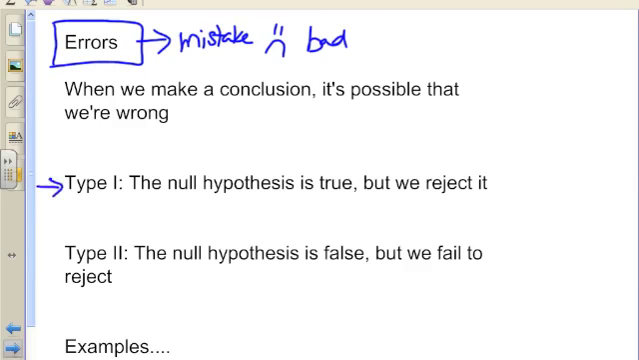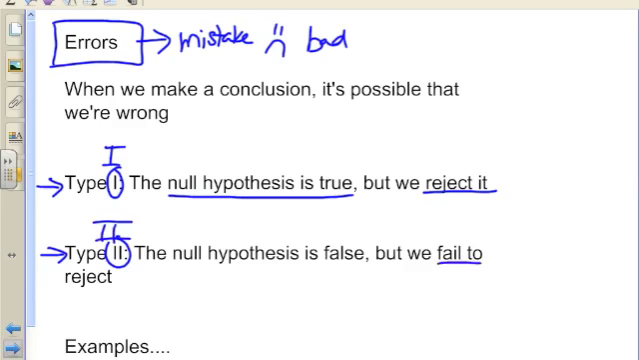So there are two kinds of errors we can make. And we use Roman numerals when we discuss these errors. The first is type 1, and this is a Roman numeral 1. This happens when we reject the null hypothesis, but guess what? It was true. So it was true, but we rejected it. That's the wrong decision. That's why it's called an error. The second one is type 2, those are Roman numeral 2s. The null hypothesis is false, but we fail to reject it. Again, we've made the wrong decision. That's why I call it an error.